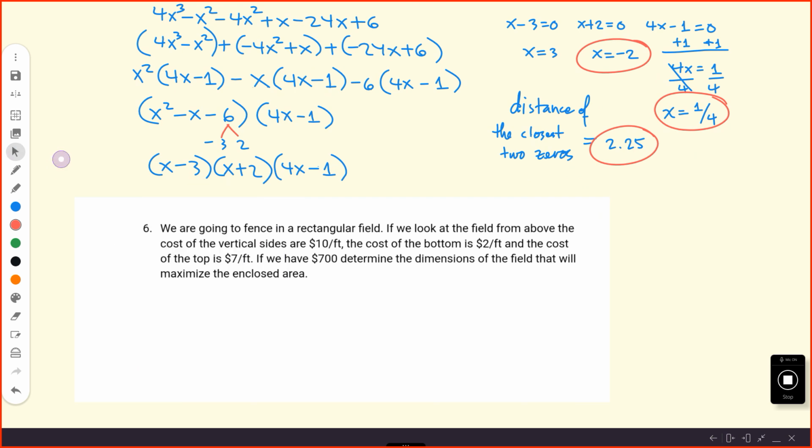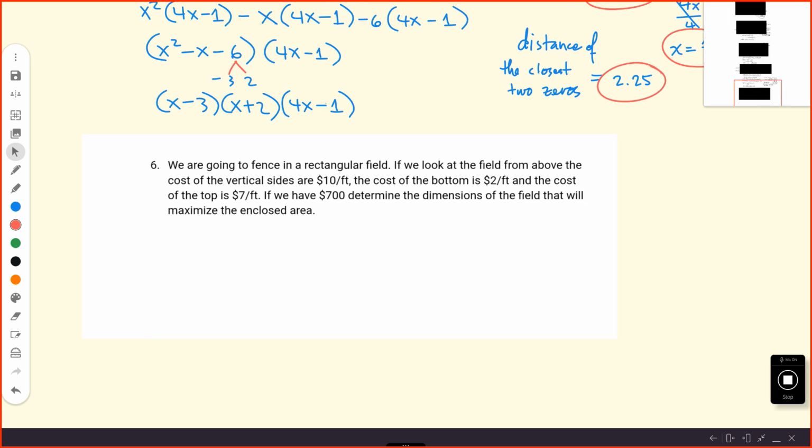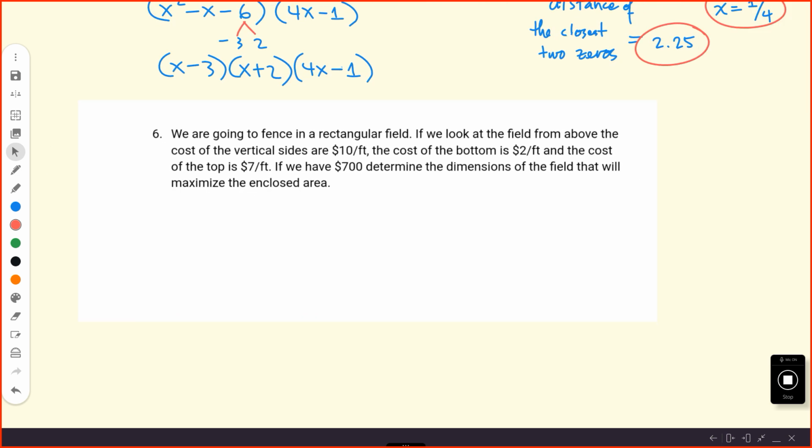Shoot. Okay. We're going to fence in a rectangular field. If we look at the field from above, the cost of the vertical sides is $10 per foot. The cost of the bottom is $2 a foot, and the cost of the top is $7 a foot. If we have $700, determine the dimensions of the field that will maximize the enclosed area.